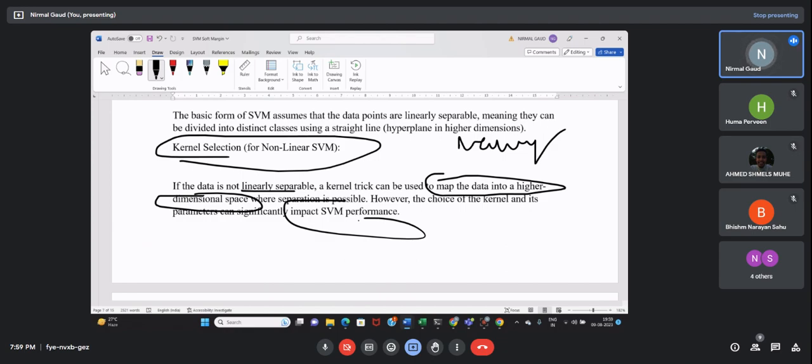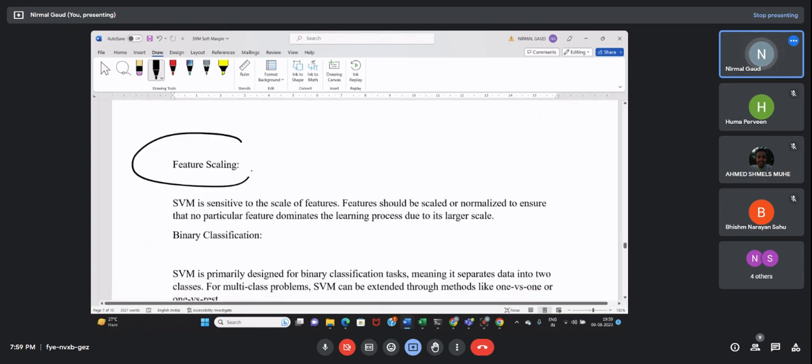Okay, and then you need to check which one is giving you good accuracy. If linear has failed and non-linear has also failed, then obviously your model is not working well here. Just change your model and try another one for classification. Then feature scaling. See, SVM is sensitive to the scale of the features.